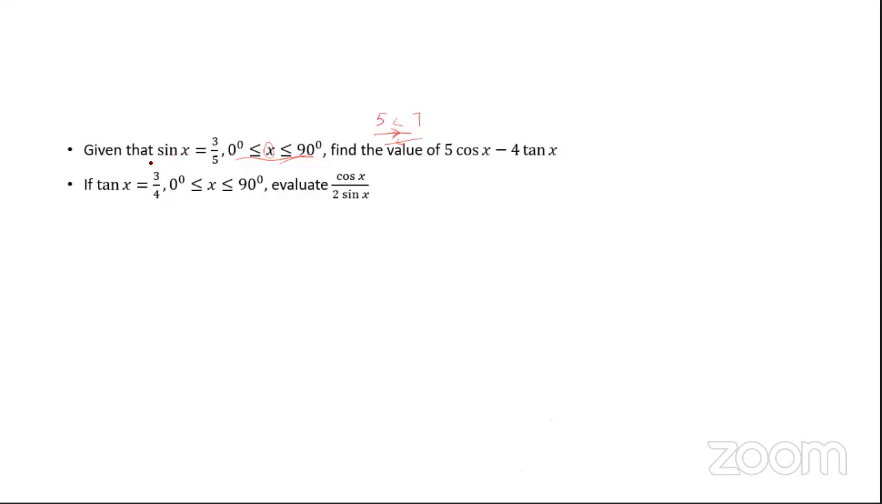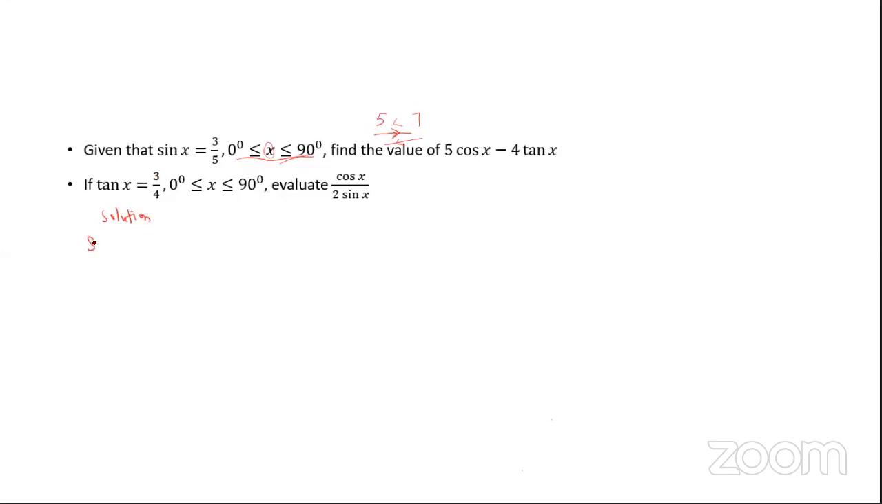So now going back to this question, sine x is given as 3/5. Find the value of 5 cos x minus 4 tan x. Now, those offering further maths may say there is another way they can do that. But for mathematics, we may not be able to use that approach because we did not treat such concepts. So how do we solve it?